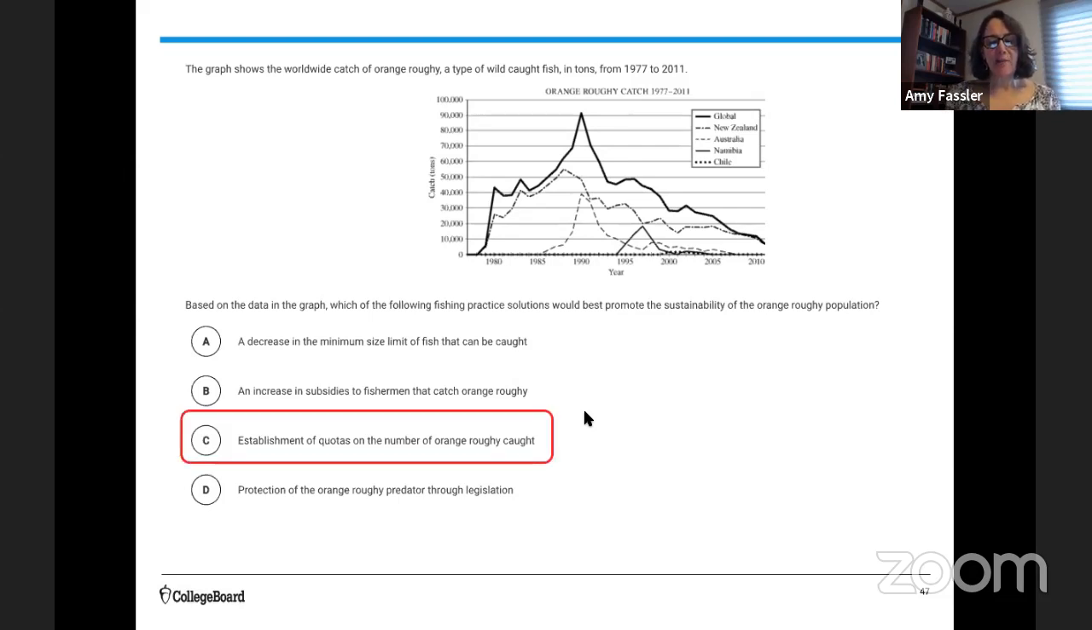And again, establishing quotas for the number of orange roughy that are caught. You want to have that term sustainable yield in your notes, because if I simply said I could fish orange roughy at a sustainable yield and only take enough that I leave enough breeding stock to repopulate, easy point.